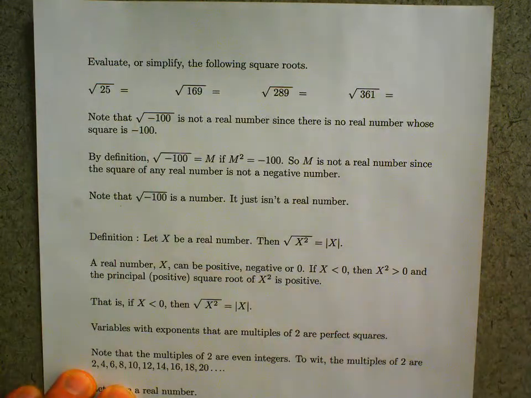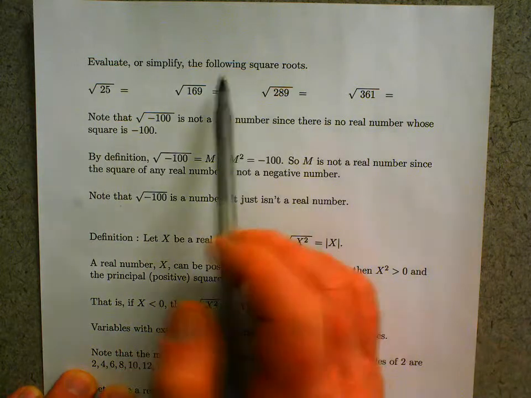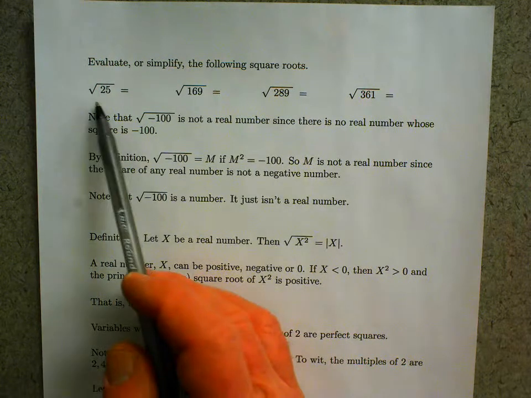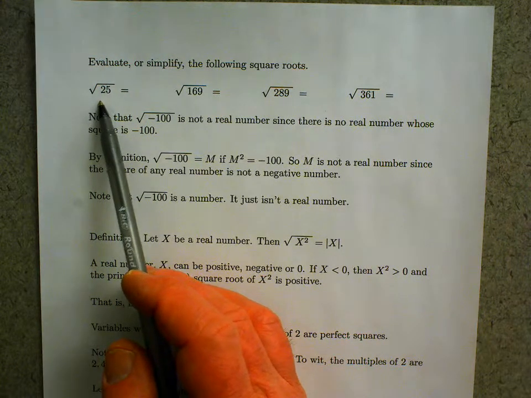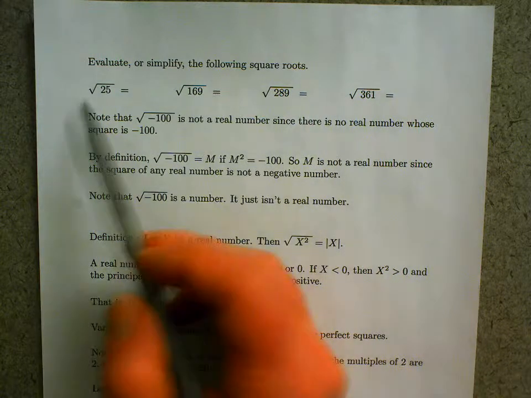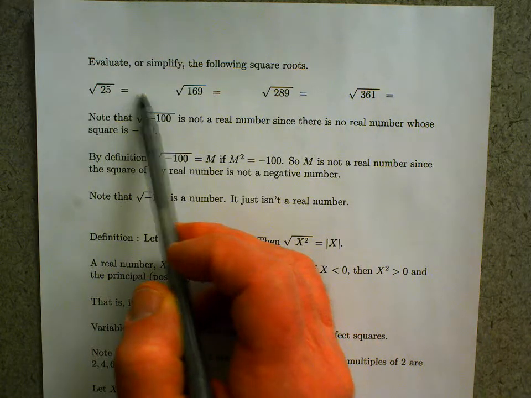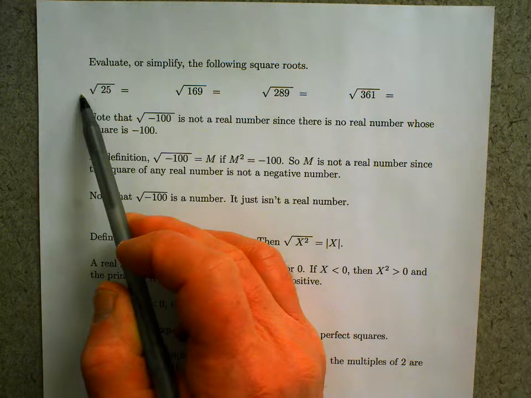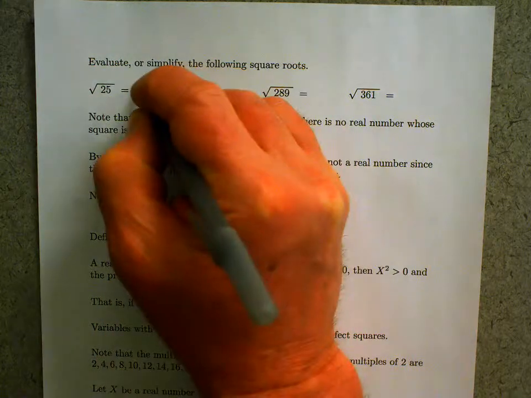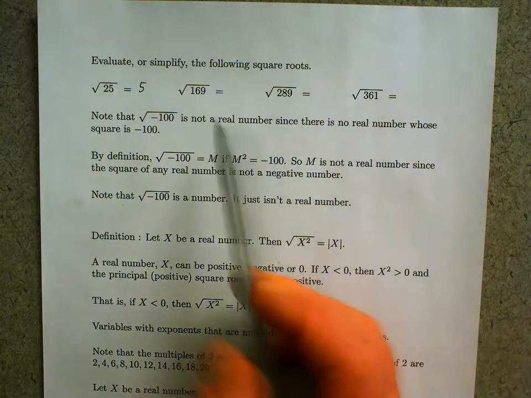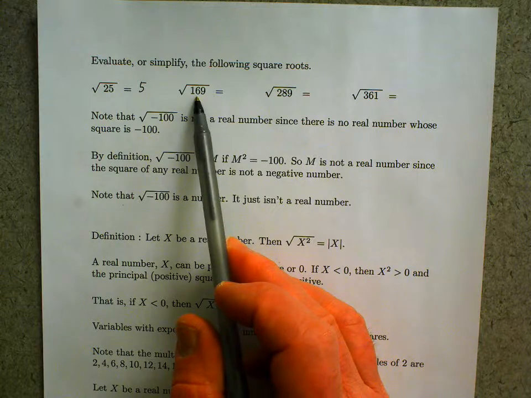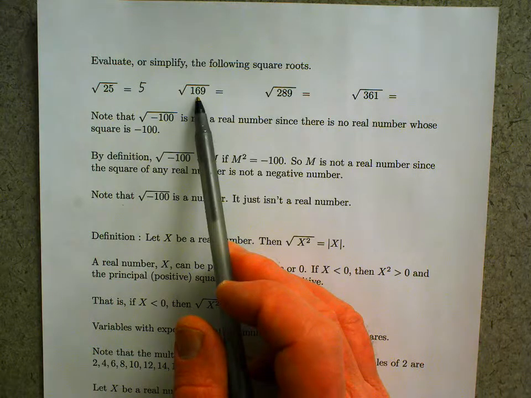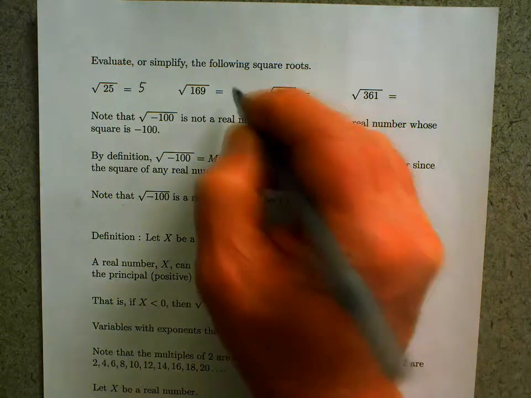So we will evaluate or simplify the following square roots. The principal square root of 25, well, it's the principal square root, so the answer has to be a positive whole number. Well, 25 is a perfect square. The principal square root of 25 is 5. The principal square root of 169, 169 is a perfect square. The principal square root of 169 is positive 13.